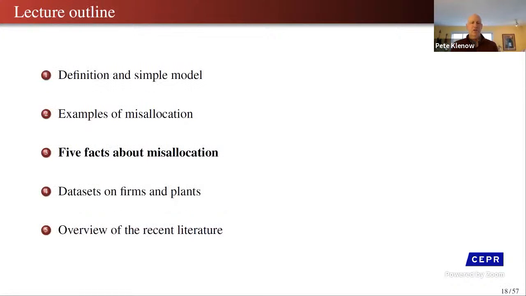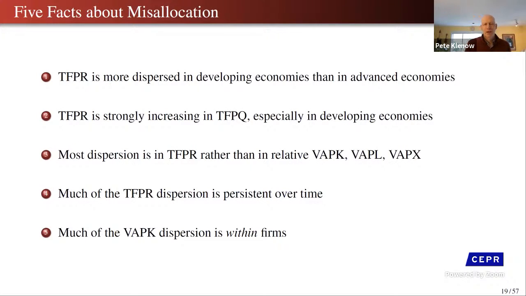Okay, so now in the remaining parts of the main lecture, I want to make sure I talk about some patterns I see in the recent papers on misallocation. And then if I have time, I'll talk about some data sets, but they'll be in the slides as a resource. And also, if I have any more time, I'll talk about some more recent papers in more detail. Okay, but I wanted to get out these five key facts.